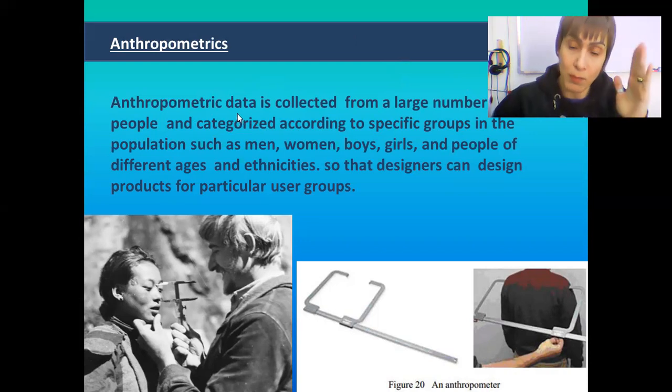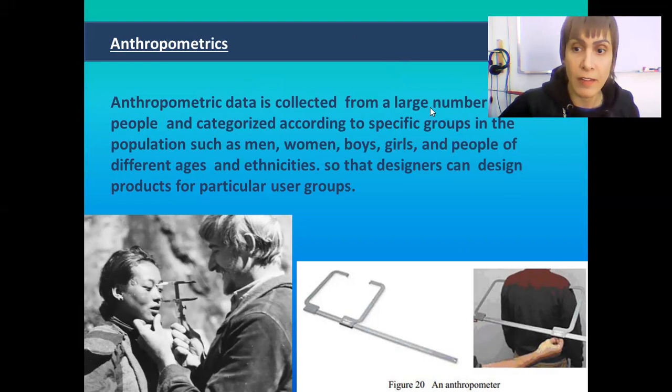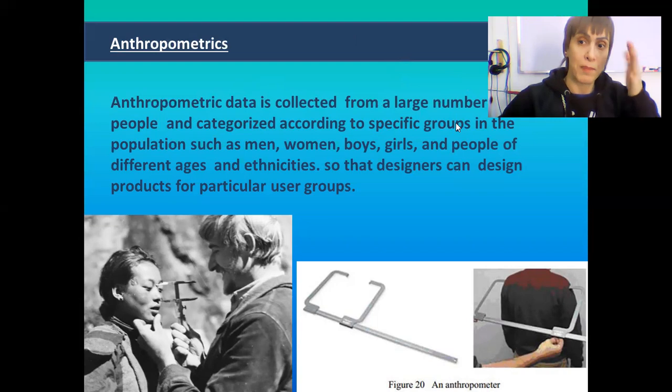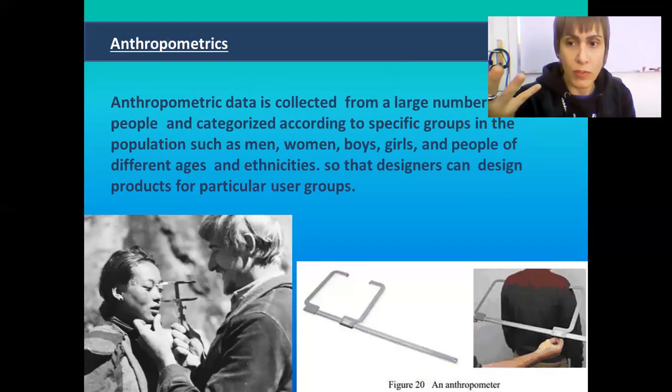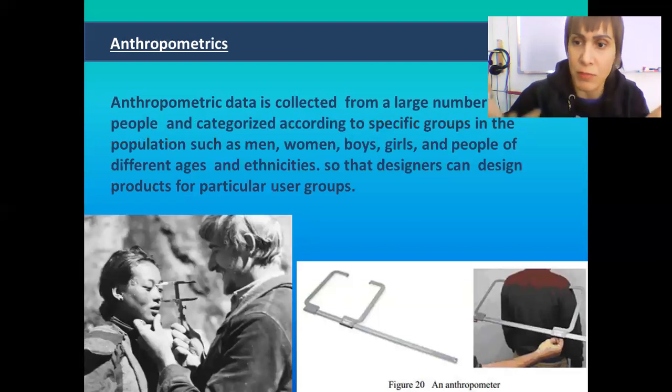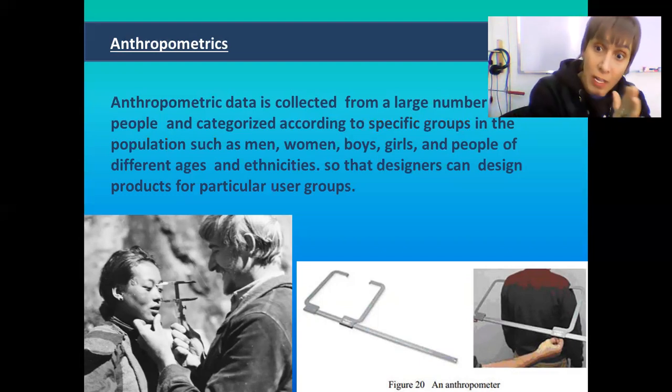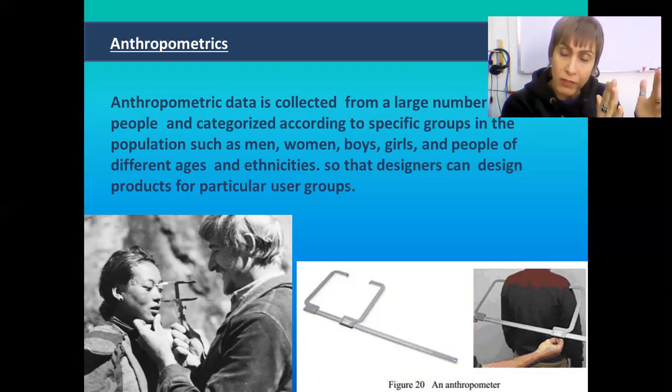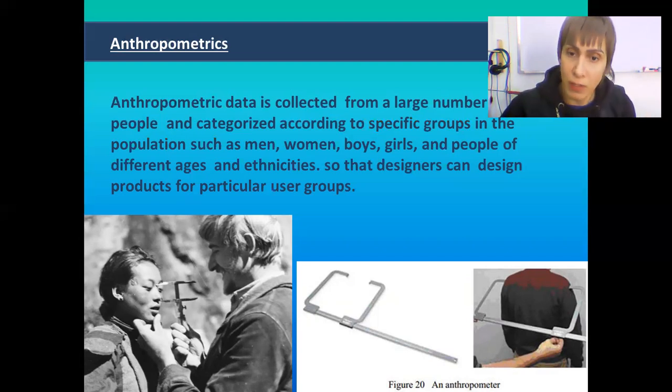So data is collected from a large number of people, and then it's categorized. It's put into categories in tables, okay? That includes specific groups of people, like, for example, men, women. They cannot put them both in one group because by nature, they have some differences in body measurements. Men are usually bigger in size, have a different shape of the body even than women. So they have to categorize them separately in different groups.